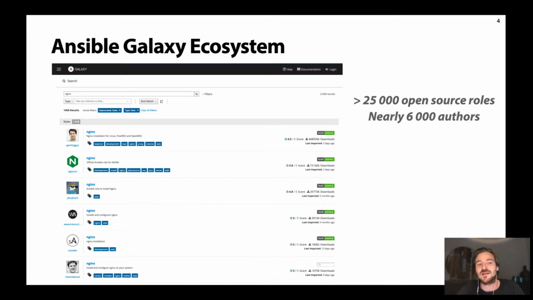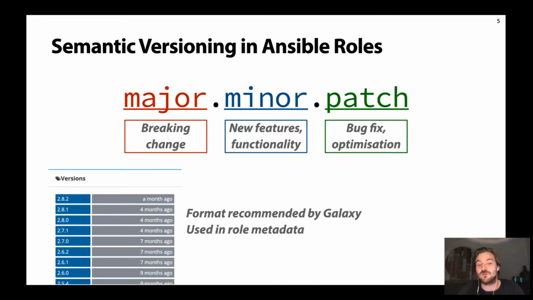Ansible operates the Ansible Galaxy ecosystem, which is a registry of over 25,000 open source roles contributed by nearly 6,000 authors. Ansible Galaxy can kind of be seen as the Maven or the NPM of Ansible, and all of these roles can kind of be seen as libraries. But of course, these roles also evolve. And when a role evolves, new releases are made, and these releases have to be tagged with a version. To do that, Ansible recommends using semantic versioning.